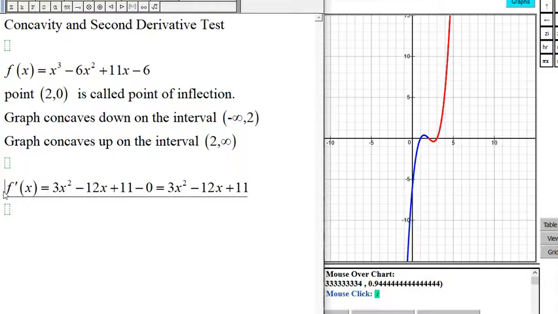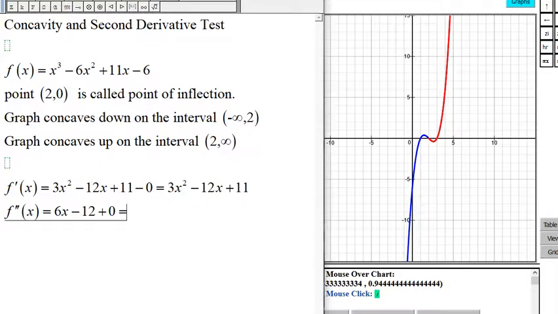And then now we need to do the second derivative. So take the derivative again. The derivative of 3x squared would be 3 times 2x, which is 6x. And then the derivative of minus 12x would be minus 12. And the derivative of 11 is 0. So we get 6x minus 12.